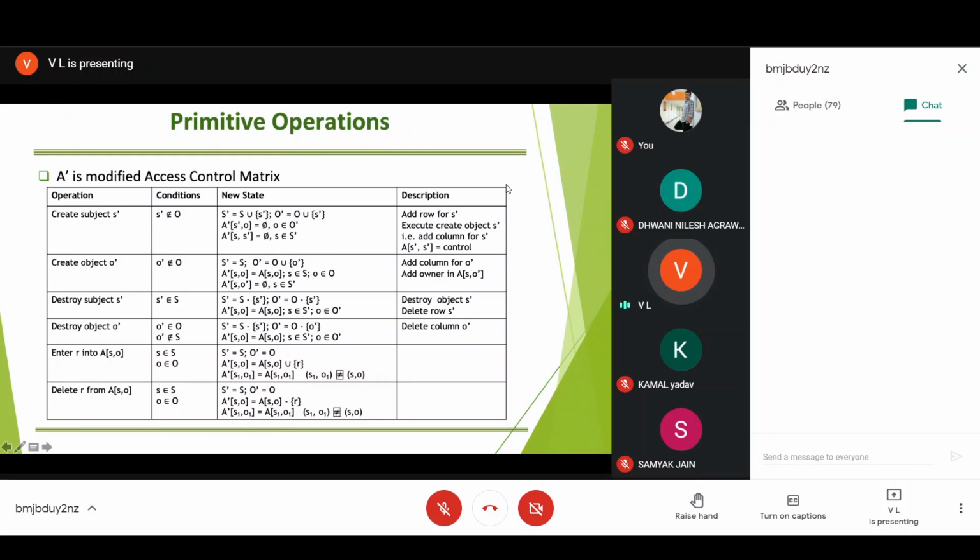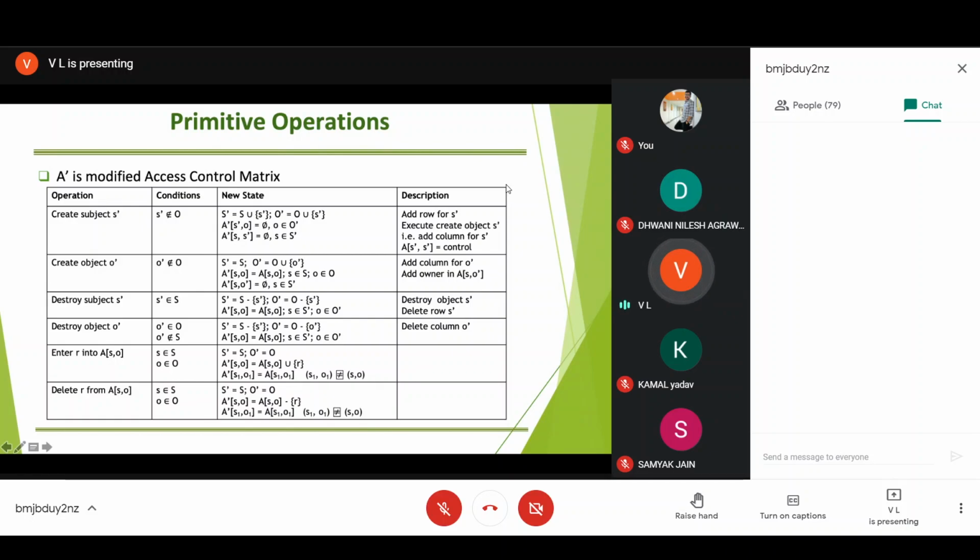And as I said, when you're creating a subject, you're also adding the column corresponding to that subject. So a row is added as well as a column is added. And for this new row and this new column, initially the entries are 0. So whenever a subject is created, it's added to the list of subjects as well as the list of objects.